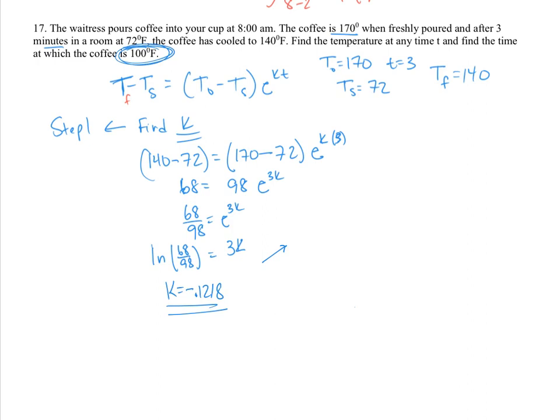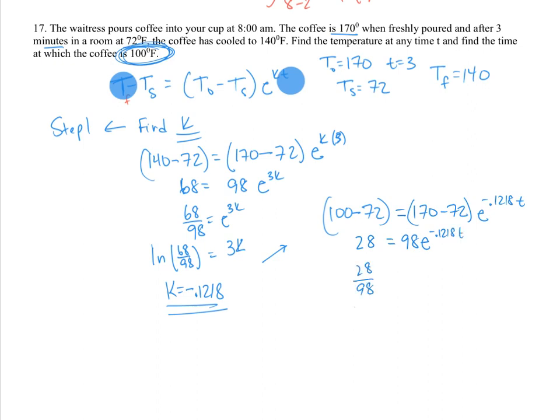We have a new final temperature that we want to try to achieve, 100 degrees. So 100 minus 72. So I'm using this formula once again right here. That whole formula, okay? I should have done it in a different color, but that's okay. So this ends up equaling, let's go back to the pen, 170, which was our initial temperature, minus 72, our surroundings, e, now we have a value for k, negative 0.1218, and then time t. So this time we're solving for the time. So 28 equals 98, e to the negative 0.1218 t. So 28 over 98, then we want the natural log of that, and then we divide that by negative 0.1218.